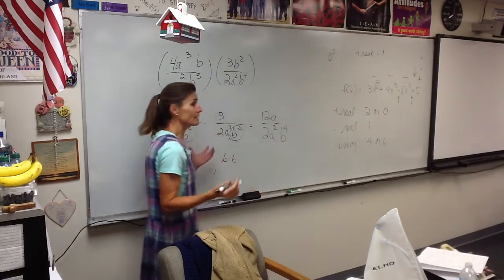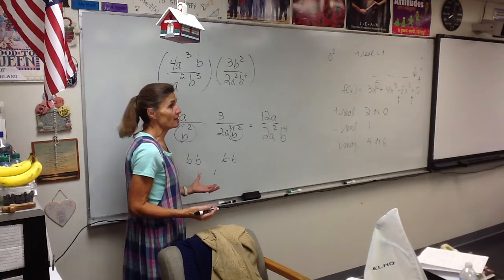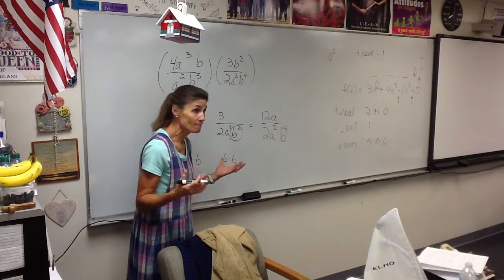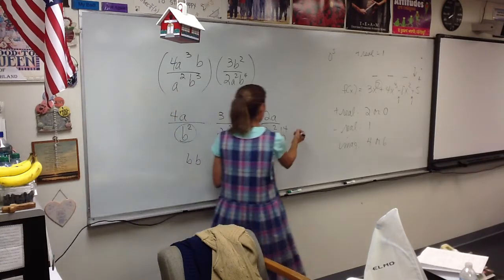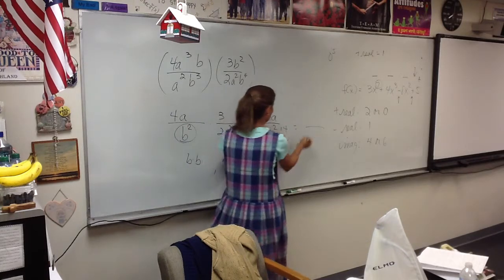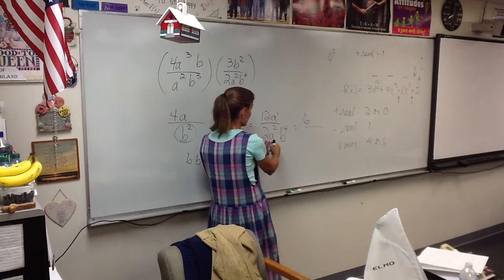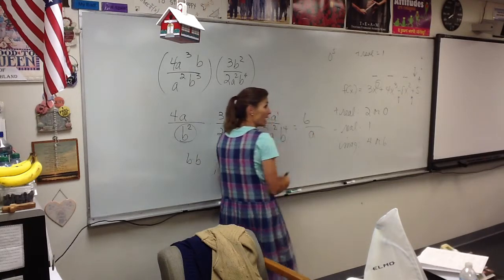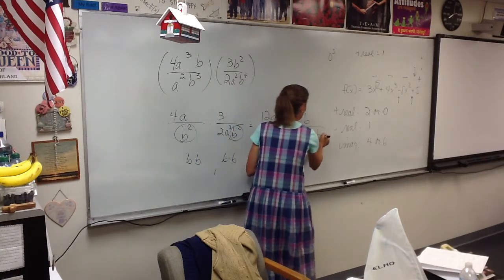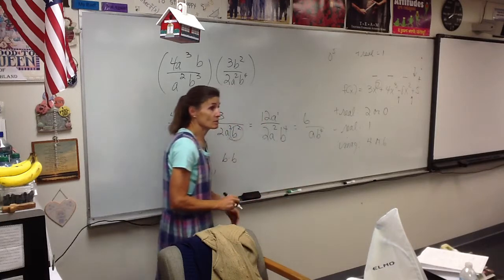Now, what'd you say, 4? Now, I've put it all together, but I'm still not done because now it reduces again. So now I've got 12 over 2, which is 6. A, this is 1A, this is 2 A's, so there's going to be an A in the bottom and a B to the 4th in the bottom, and that should be your answer.